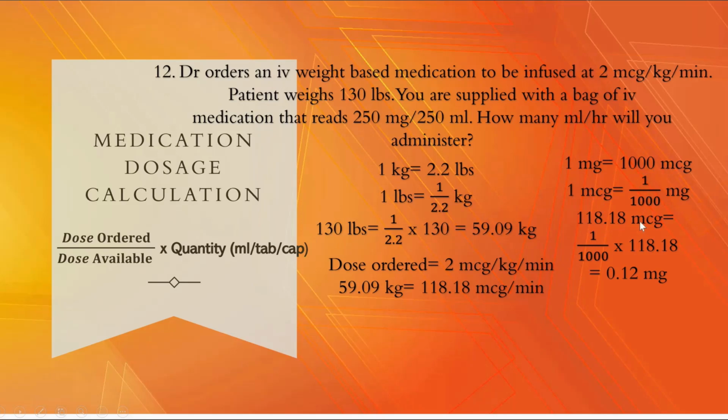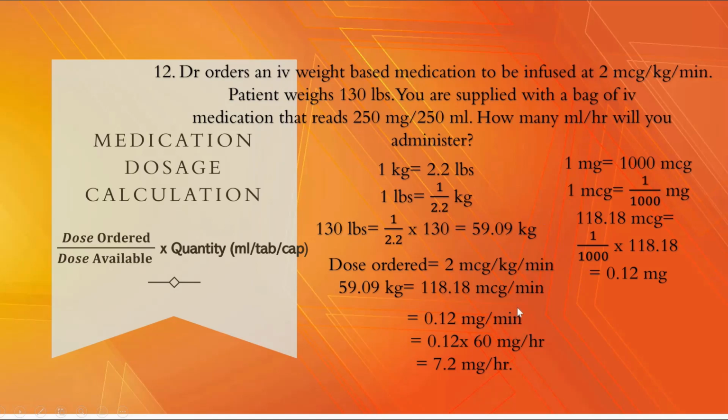So 118.18 microgram divided by 1000 gives 0.12 milligram. So the dose ordered is 0.12 milligram per minute. So you have milligram and ml. Again, the question asks for ml per hour.